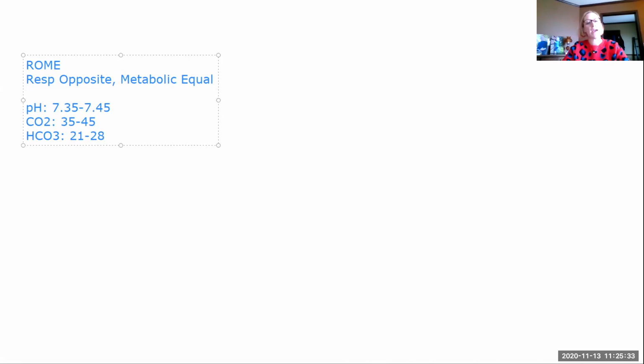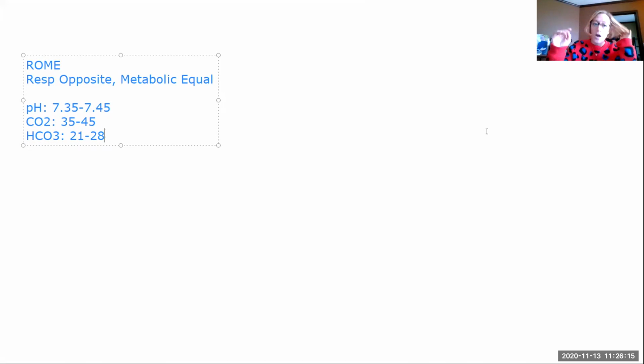So when we say respiratory is opposite, metabolic is equal, we're referring to whether the CO2 arrow is opposite our pH, or whether our metabolic arrow, our bicarb arrow, is equal to our pH. Our CO2 is an acid, so the higher it gets, the more acidotic it gets. But our bicarb is a base, an alkaline, so the higher it gets, the more alkalotic it gets. Because they're the opposite: CO2 is an acid, bicarb is a base.